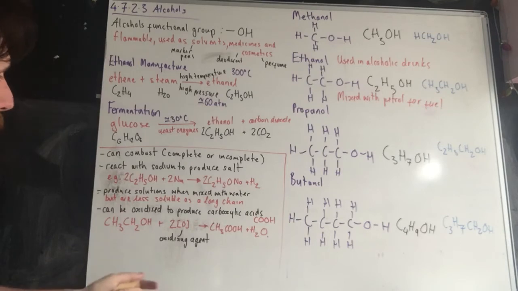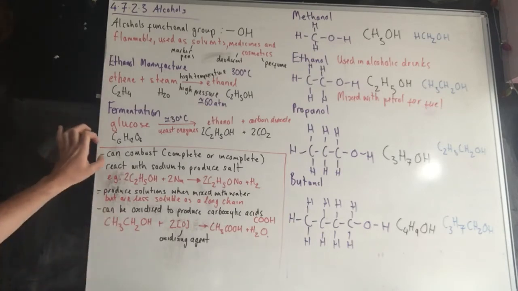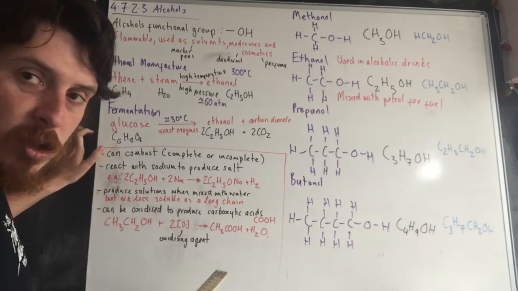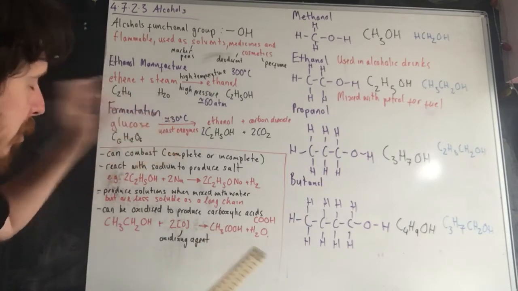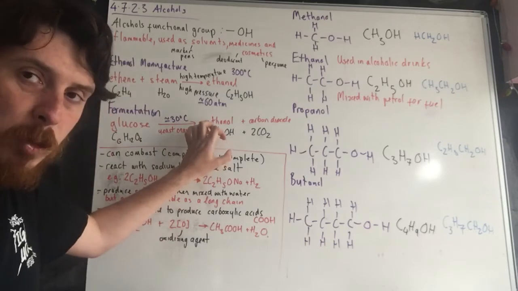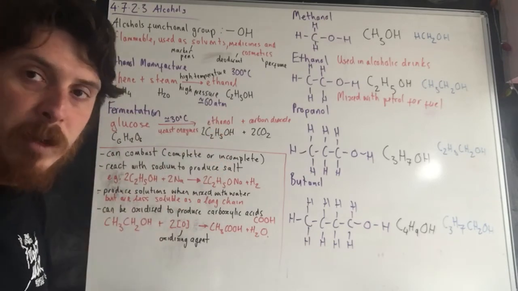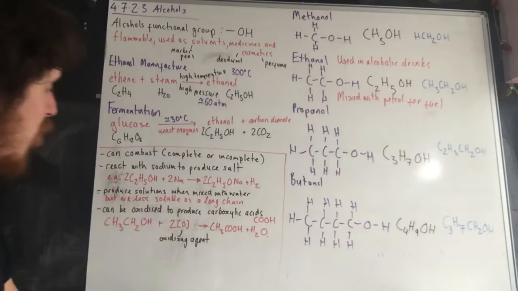Things that finish us off that you need to know about alcohols: they can combust as a fuel. So you can burn them in oxygen, either complete combustion, so it's making carbon dioxide and water, or incomplete combustion, where one of your products is carbon monoxide, because there's not enough oxygen.